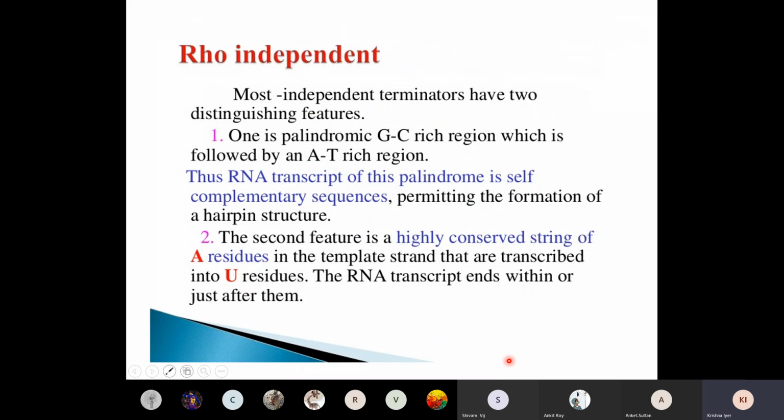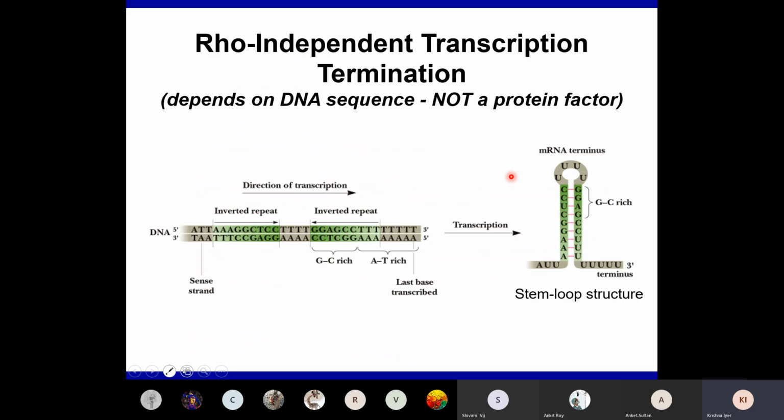At the point where termination is going to occur, there is what is called a palindromic GC-rich region, followed by a long sequence of AT-rich sequences. Because I have a palindromic GC-rich region, the RNA transcript which is produced is also palindromic, because it is complementary to this. Because of the self-complementarity, you get the formation of what is called a hairpin. I'll show that to you.